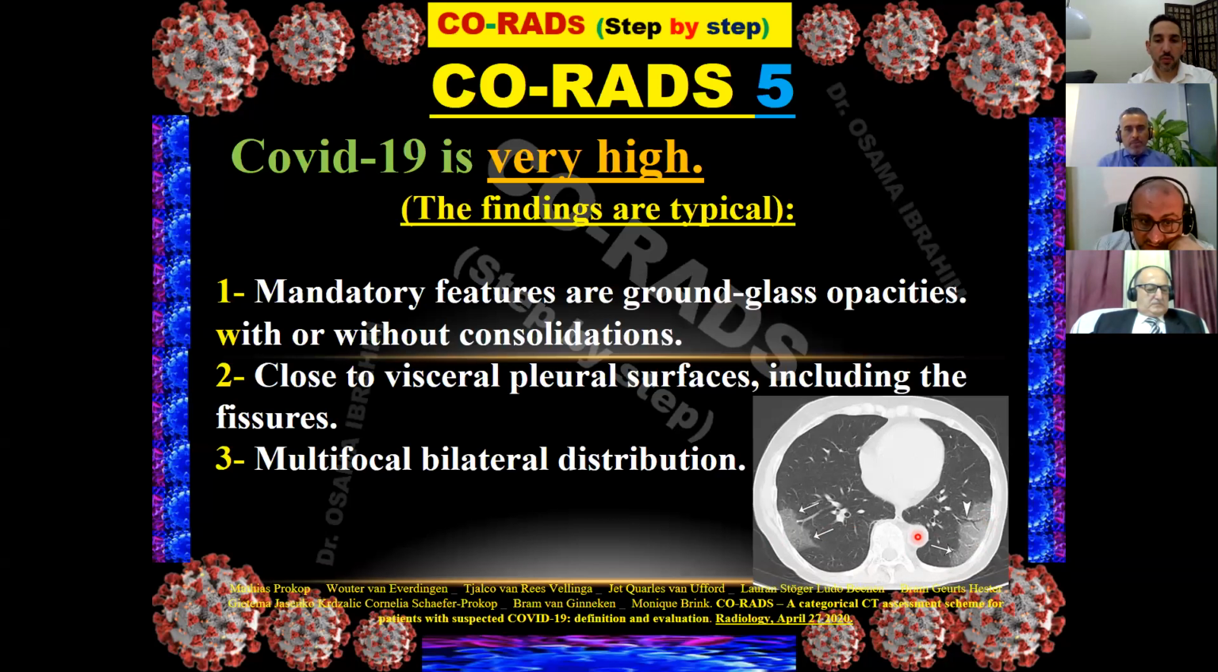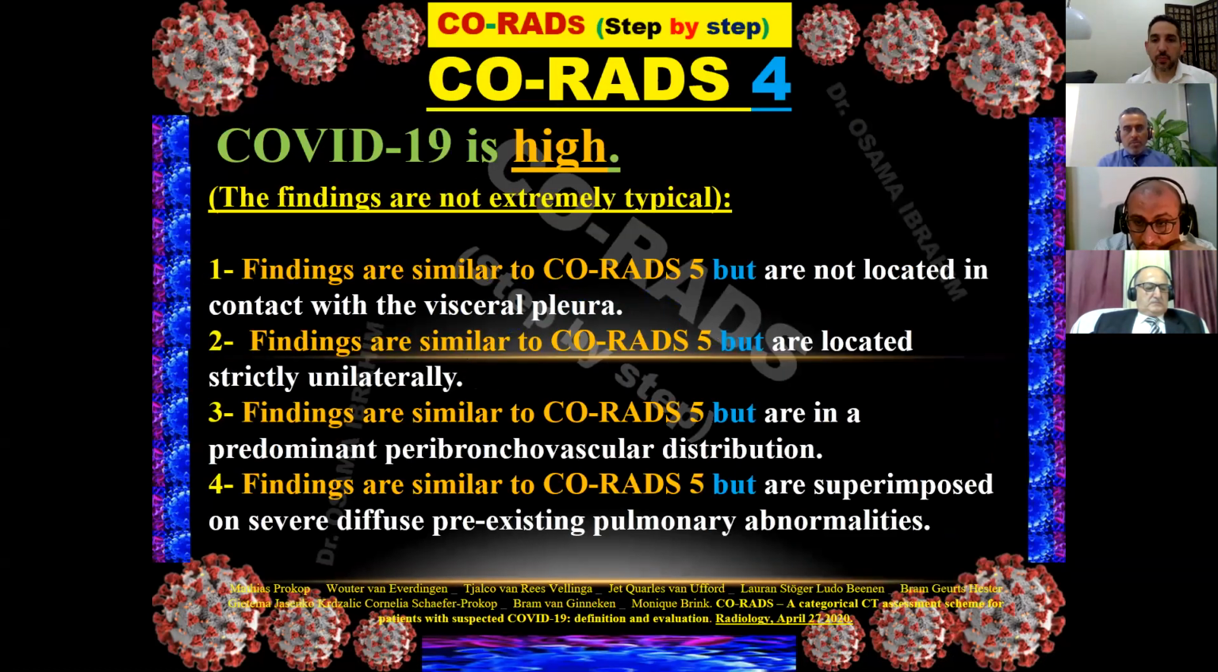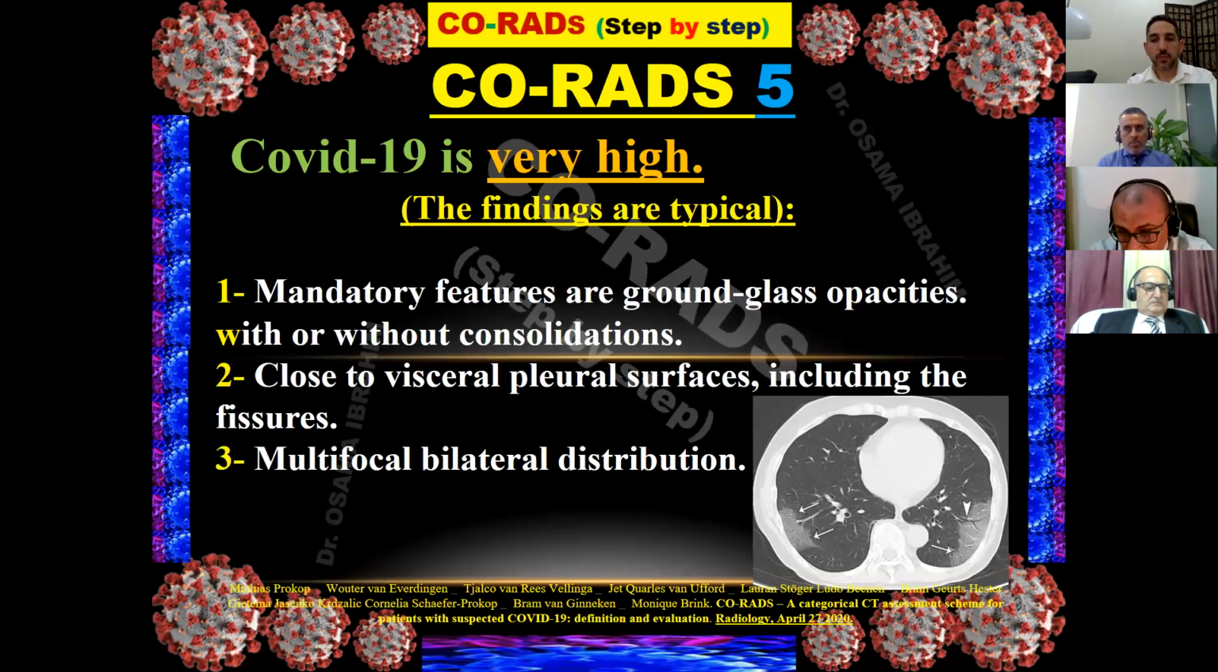These typical findings are classified as the presence of ground glass opacity. As we see the ground glass opacity here in a peripheral distribution, it should be peripheral and based on the pleural surface, and also should be multiple. So the three items to diagnose COVID-19 as a typical finding in HRCT: presence of ground glass opacity, then peripheral location based on the pleural or fissural surface, and third, multiplicity.